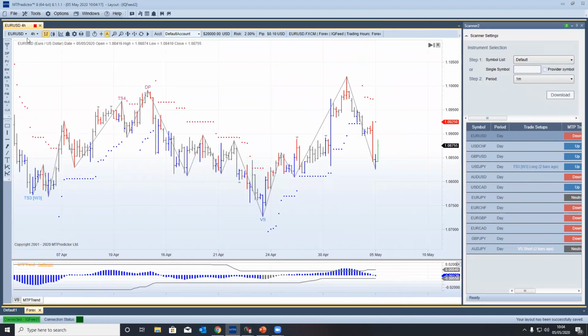Here's a chart of the euro against US dollar. We'll be looking at some other ones in a bit as well. And you can see we have a VS setup down here at the bottom. So how do we know whether that was a good trade setup? We also have some sells here as well.